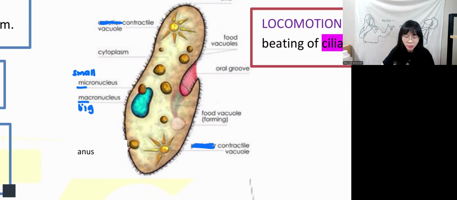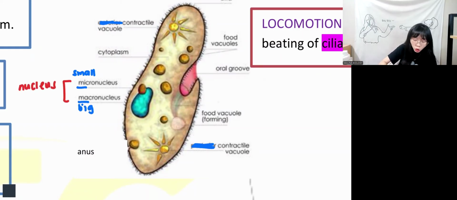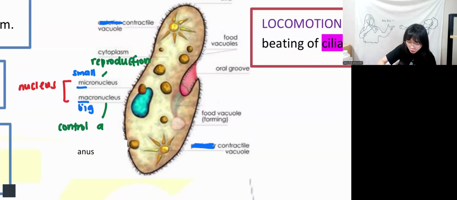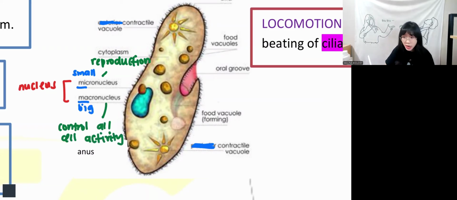In your textbook, generally, they're only known as nucleus. Why do they need two nucleus? Because the small nucleus helps in reproduction. Okay, they will help in reproduction. The big nucleus will control all cell activity. So they have two nucleus. But generally in your textbook right now, they only write nucleus. But they have two different functions. One is to reproduce, one is to control all cell activity.